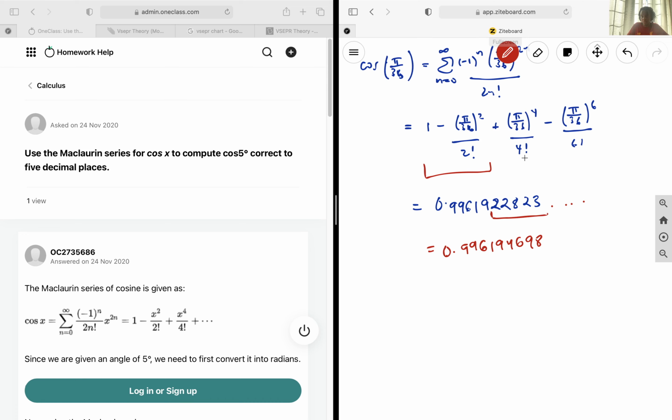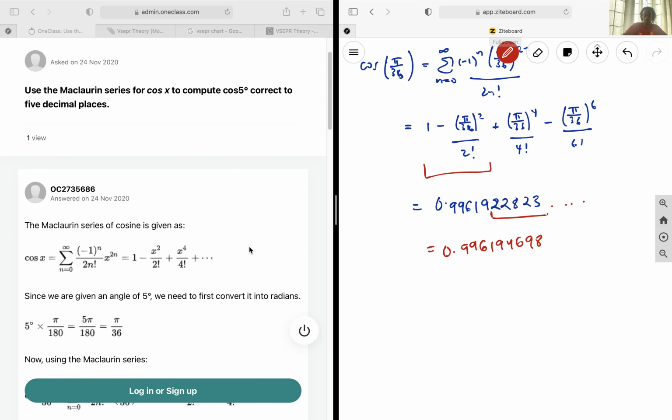And the reasoning why is because we just made an approximation by getting rid of the rest of the terms that would have made it correct to that point. And so this is going to be your final answer. So it's best to just leave it in the form of 0.99619.